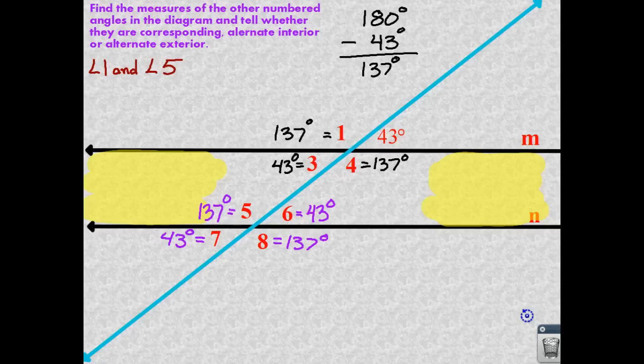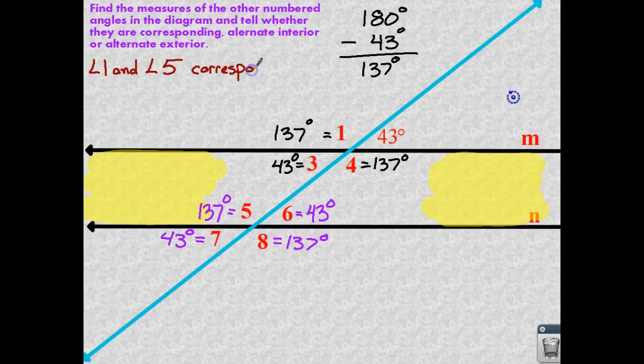What relationship do we have with 1 and 5? Okay, so we have 137 degrees, and I slide down here to 5. Well, I know that 1 is on the exterior and 5 is on the interior, so we have to cancel those options. So the only other option left would have to be corresponding, because if they are on the same side of this aqua blue transversal, we know that they correspond to each other. Okay, so let's write that out. Angle 1 and angle 5 are corresponding.